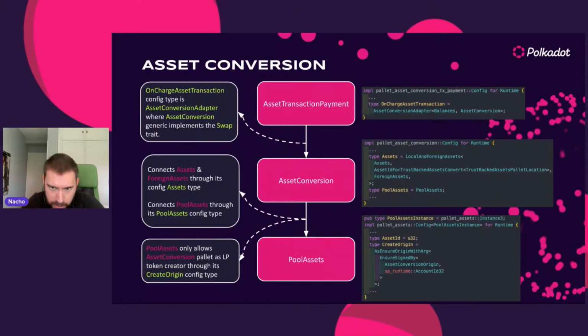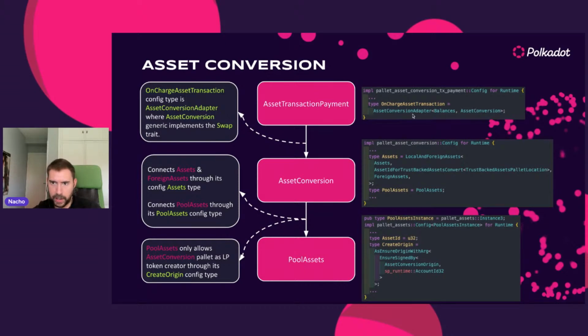Let's see how these 3 building blocks are connected to each other. We'll start with asset tx payment. Let's take a look at the configuration. Let's focus on the type OnChargeAssetTransaction, which equals AssetConversionAdapter. In that structure, you'll see AssetConversion as one of the generic types. So when the runtime receives an extrinsic, it will use the OnChargeAssetTransaction that will look into the asset conversion to try to withdraw those assets.